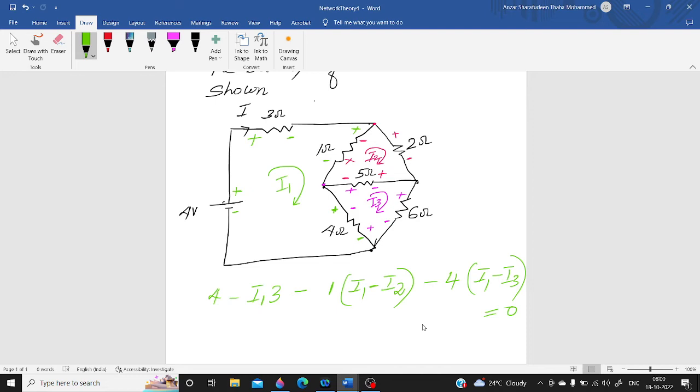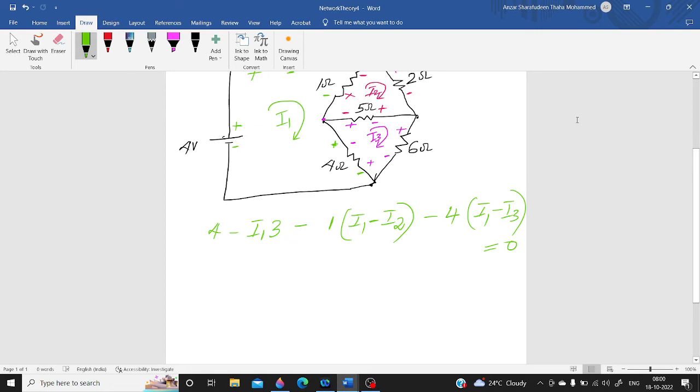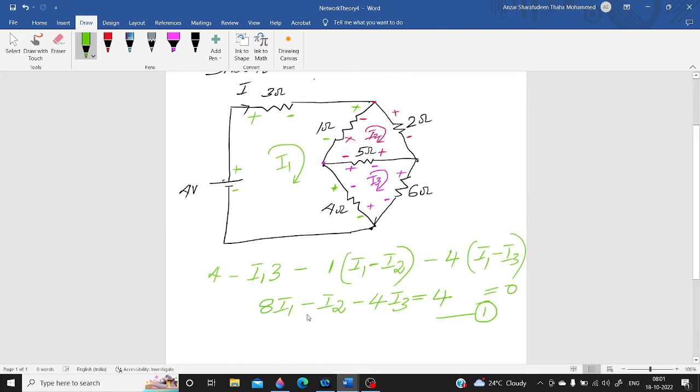Okay, so 4 minus 3I1 minus 1 into I1 minus I2 minus 4 into I1 minus I3 is equal to 0. Now, if you rearrange this equation, what you will be getting is 8I1 minus I2 minus 4I3 is equal to 4. So this will be the equation number 1. That's all.